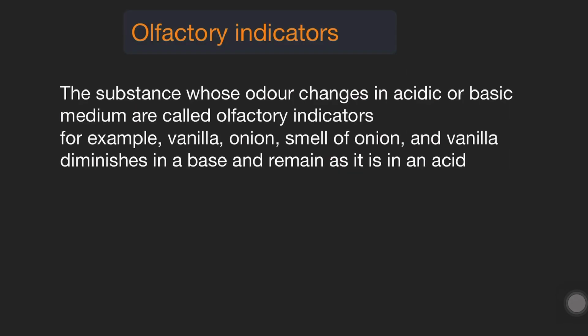Now what are olfactory indicators? Olfactory indicators are substances whose odor changes if we put some acidic or basic content in them, right? For example, vanilla and onion. The vanilla and onion smell diminishes when we put it into the base, and it will remain the same when we put it into the acid, right?